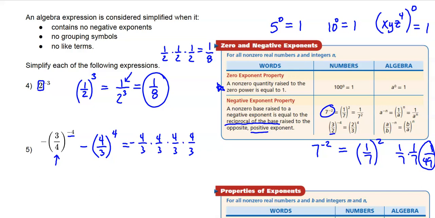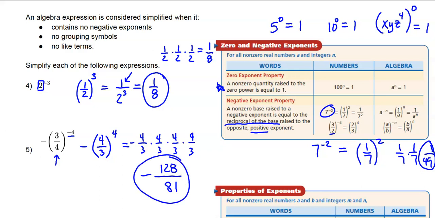4 times 4 times 4 times 4 is 256. And then 3 times 3 is 9, times 3 is 27, and I believe another 3 makes 81. And then we got to put the negative sign in front. So negative 256/81. And then we could get into, is there something that can go into both of those numbers? We could reduce it down if possible. But right now we're just going to leave it here, and I'm not even sure if that can reduce down, because the only things that go into 81 are 3 and 9. And I don't think 3 or 9 goes into 256, so I think we're probably pretty good right here.